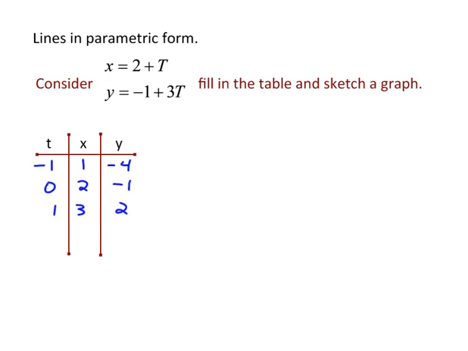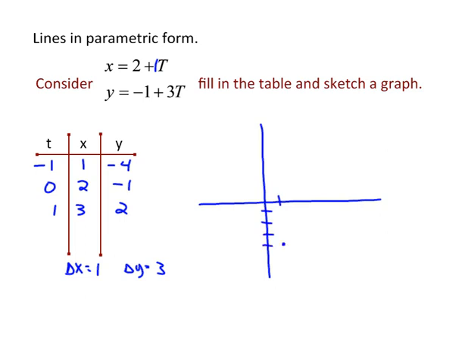And you notice that in my x column, I'm going up by 1 every time, which should make sense because there's a 1 in front of my t. And in my y column, I am going up by 3 every time. So I want to sketch a graph for this. I can put in my points. When x is 1, y is -4. When x is 2, or when t is 0, I get the point 2, -1. And then when x is 3, y is 2. And I get this line.